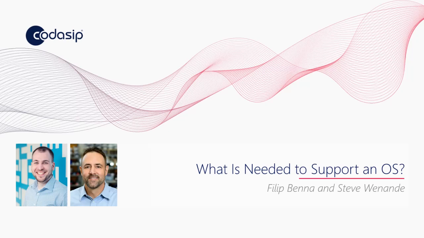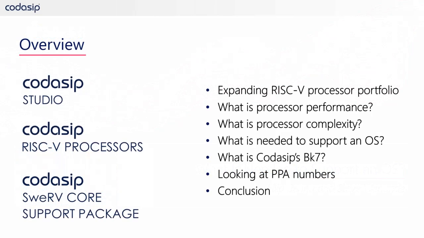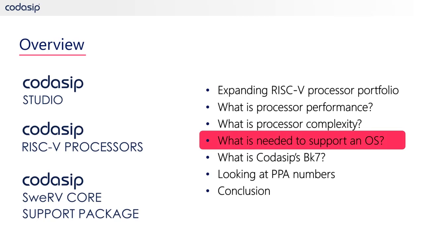In our first installment, we took a high-level look at Codasip's RISC-V processor portfolio. In the second video, we dove deep on processor performance and what you need to consider when picking your Codasip processor. In this chapter, we will be discussing the use of an operating system with RISC-V application processors and what you need to know to successfully accomplish this.